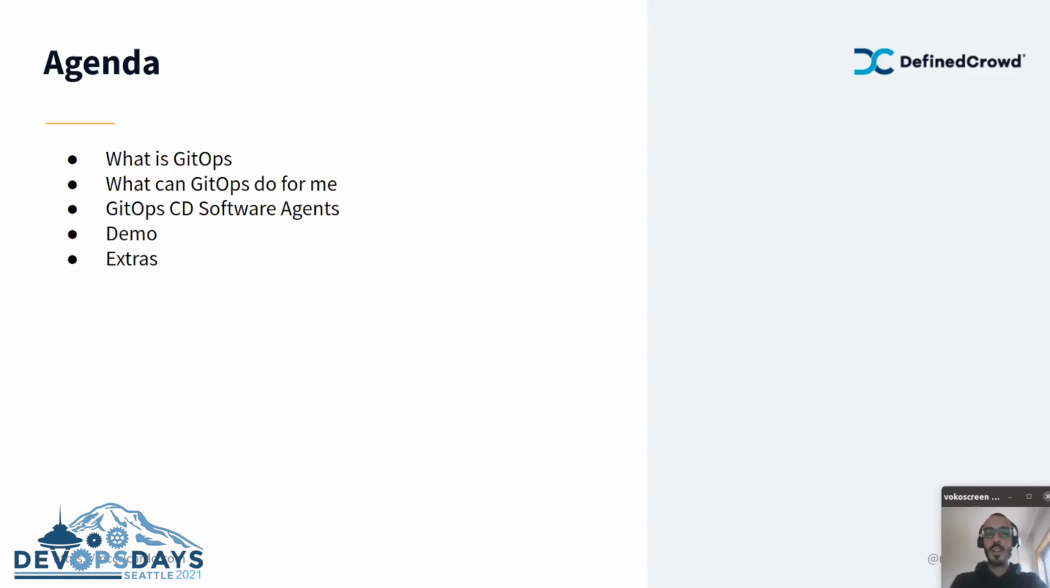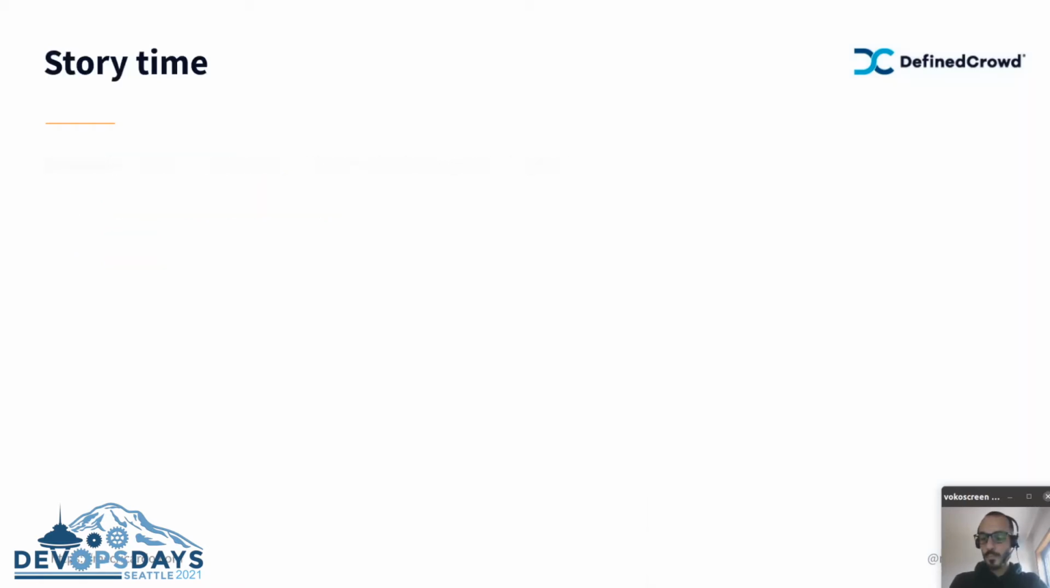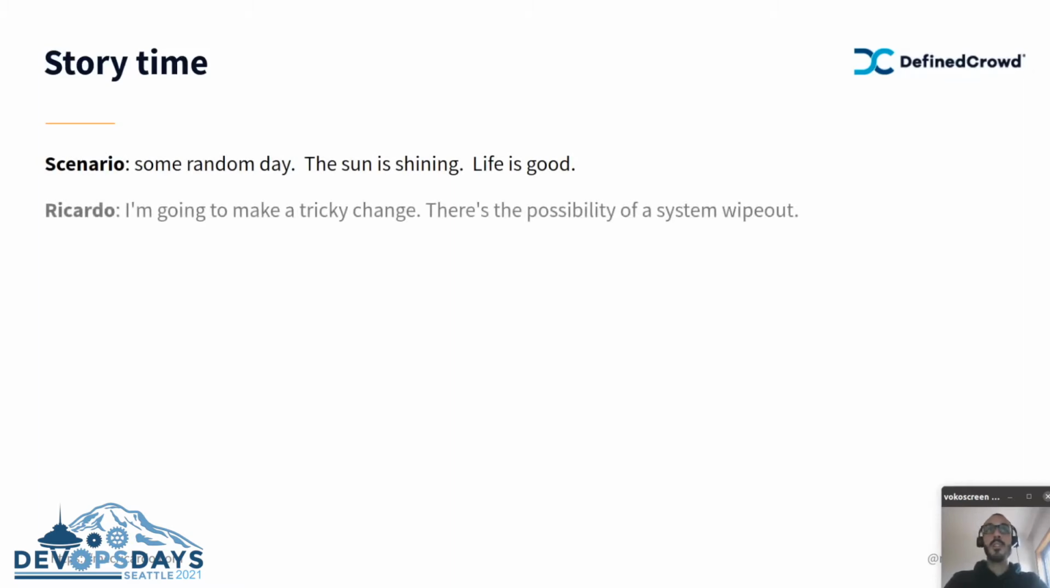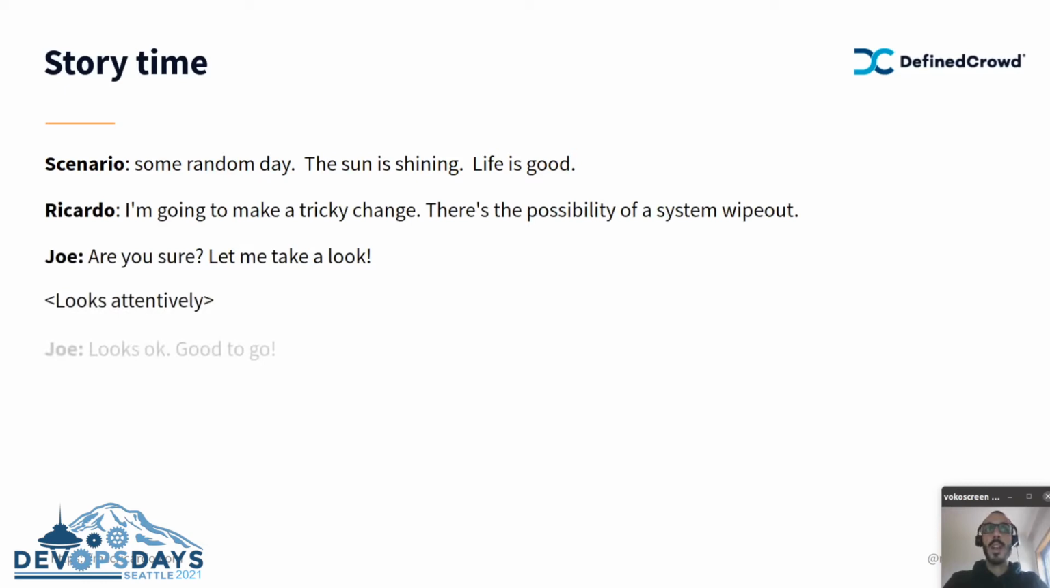So let's start with a story. It's a beautiful day. Spring has come. Everything is looking good. And I decided I want to do a change. It's a tricky change, and I'm being a little bit over dramatic here, but the idea is that there can be some catastrophe that can happen.